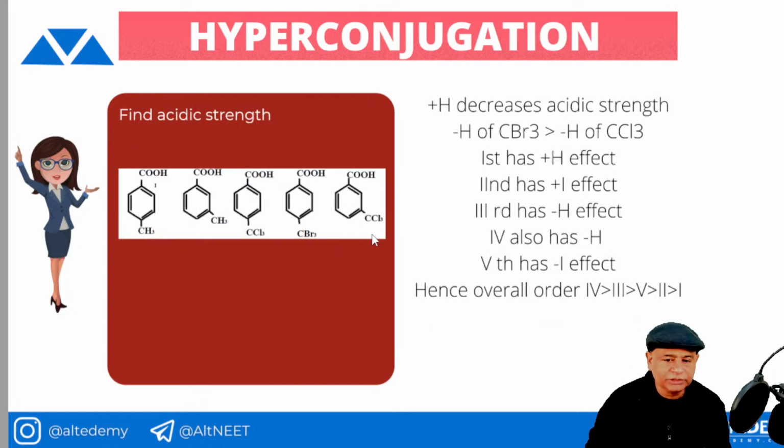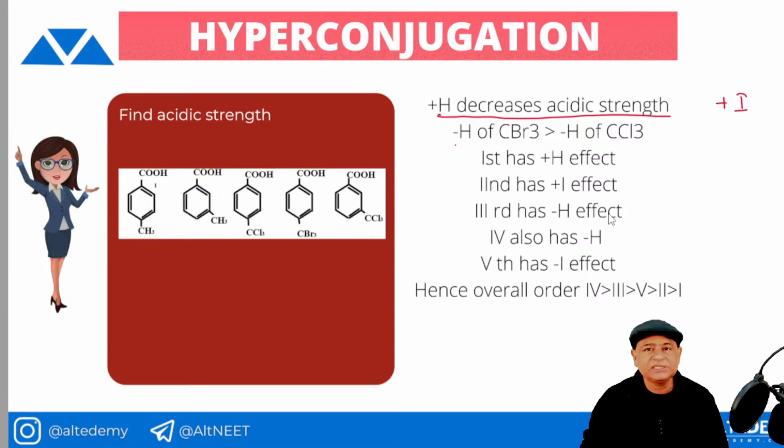Coming across a very important question. You have to find out the acidic strength of these compounds, where we have benzoic acid with CH3 at para position, at meta position, CCl3 at para position, meta position, and then we have CBr3. We should know the following things. First thing is, plus H effect decreases acidic strength, like plus I. Plus I decreases acidic strength, we had studied. Now, minus H of CBr3 is greater than minus H of CCl3. We have studied about it.